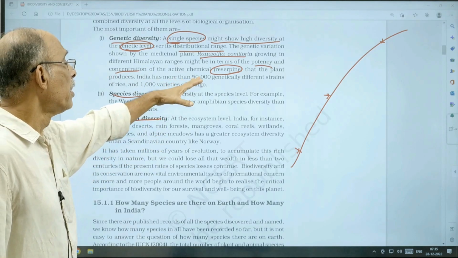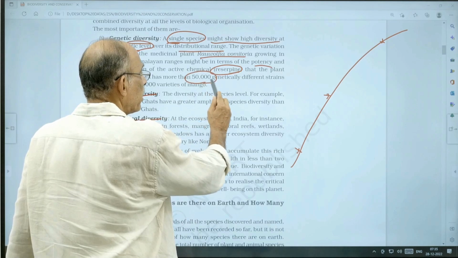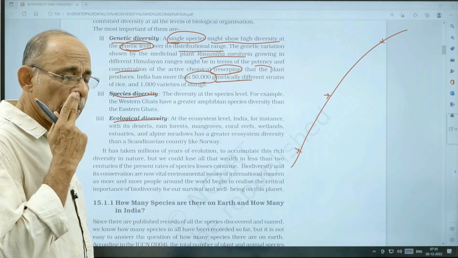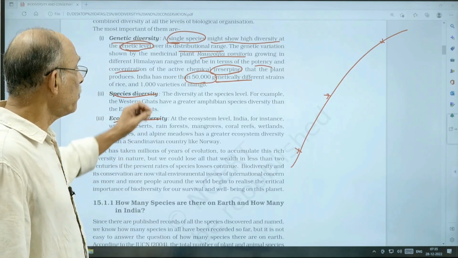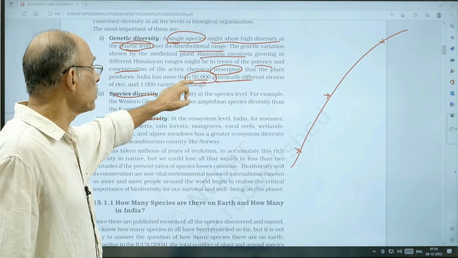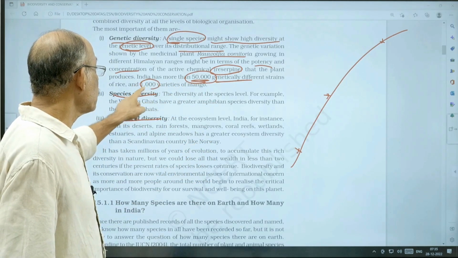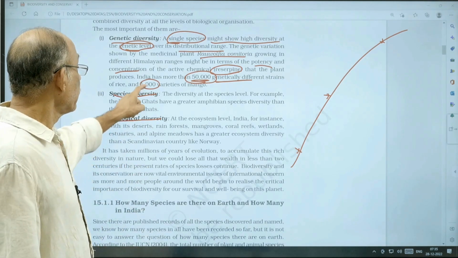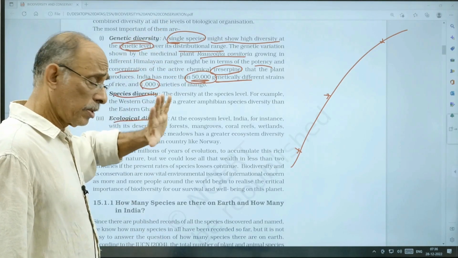And India had 50,000 genetically different strains of rice, paddy or Oryza sativa. The same species has more than 50,000 genetically different varieties, and there are about 1,000 varieties of mango, Mangifera indica. So that is diversity within a single species.